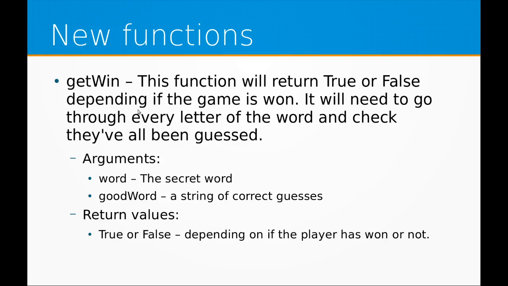And it needs to figure out whether you've won. So what do you need to have in order to figure out if it's a win or not? Well, the only real information you need is the word which you're trying to guess, so the secret word, and all the correct guesses, so all of the good letters which you've guessed. And what you'll need to be doing in here is looping over word, going over each individual letter, and saying, okay, is this letter in good word? Okay, is the next letter in good word? If they're all correct, then you know that you've won. Otherwise, it's false.